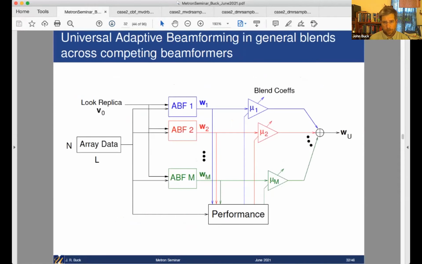And so we end up with a structure that looks like this: I'm taking my array data. I have m competing beamformers, each of which gives me different weight vectors. And then I'm looking at the performance of those with the softmax function to get these blend coefficients.